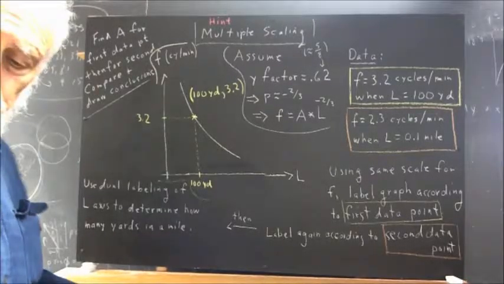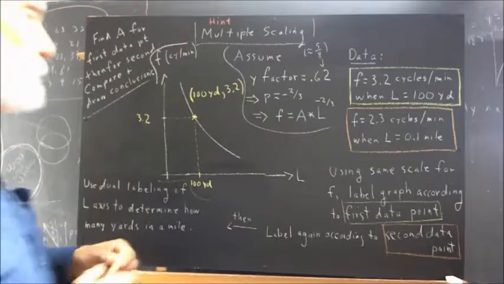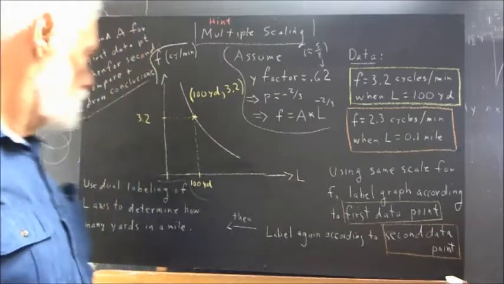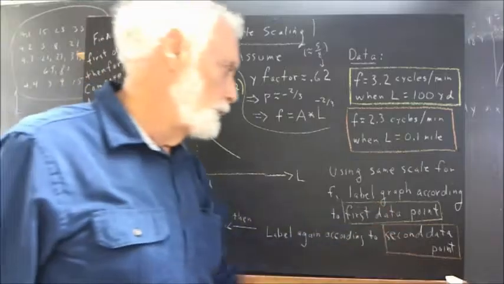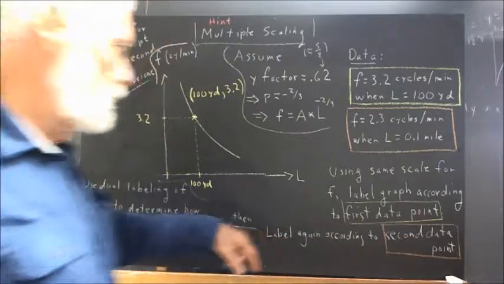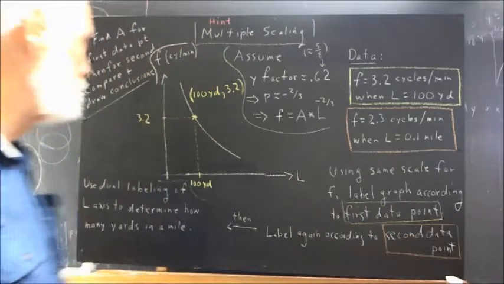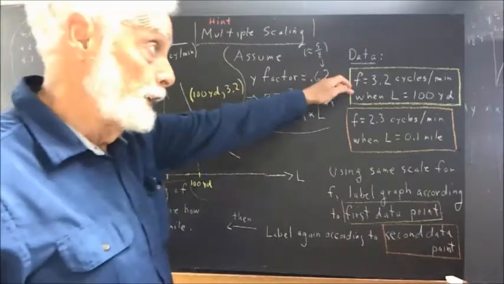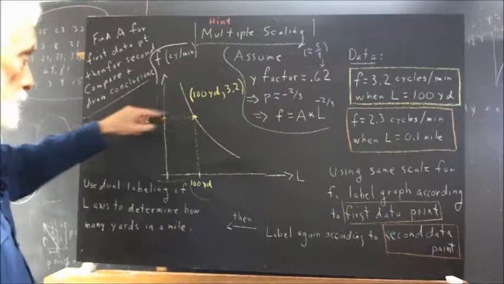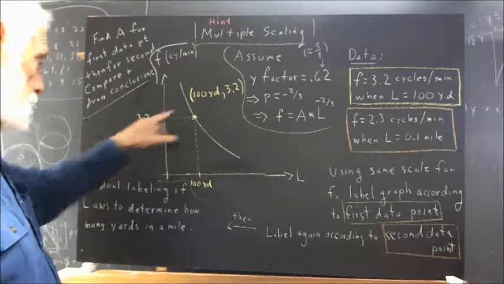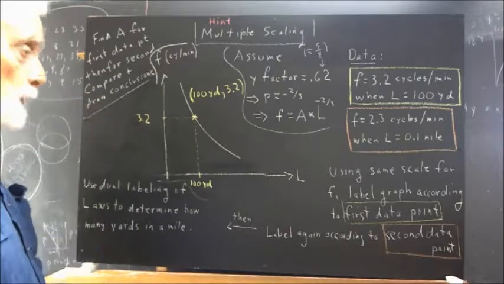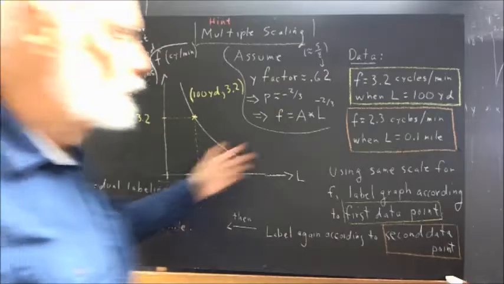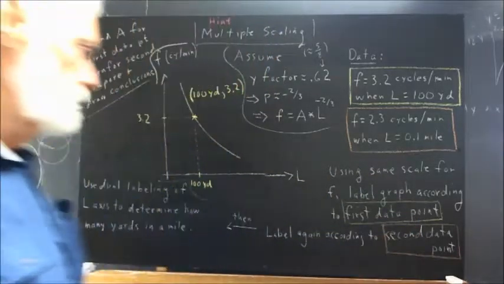Now I want to give you a hint in case you had difficulty with the original instructions. Remember that our first data point was 100 yards, 3.2 cycles per minute, and we labeled that on our graph and projected down here. We got 100 yards here, 3.2 here. Okay, what about our second data point?